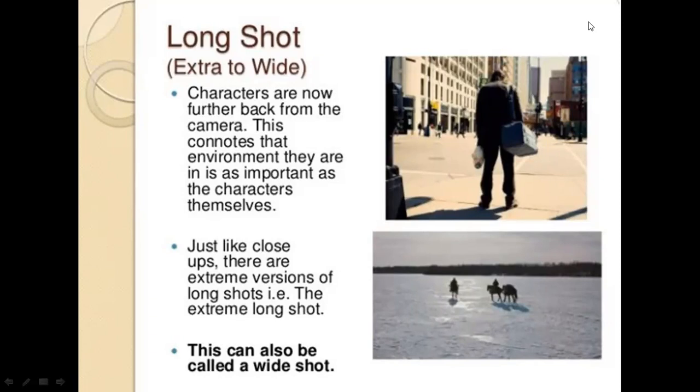A venture unlikely to succeed, an entry given little chance of winning, and the chances of winning are slight, but the possible winnings great. This connotes that the environment they are in is as important as the characters themselves. Just like close-ups, there are extreme versions of the long shot, that is extreme long shots.